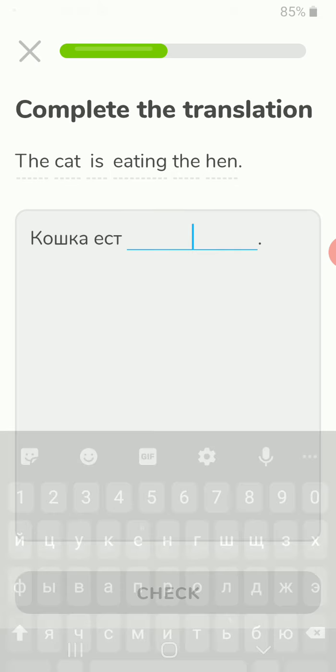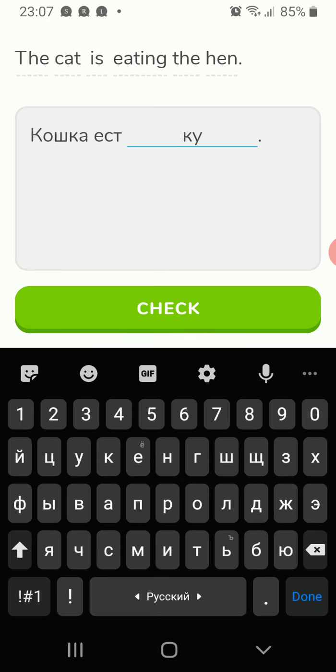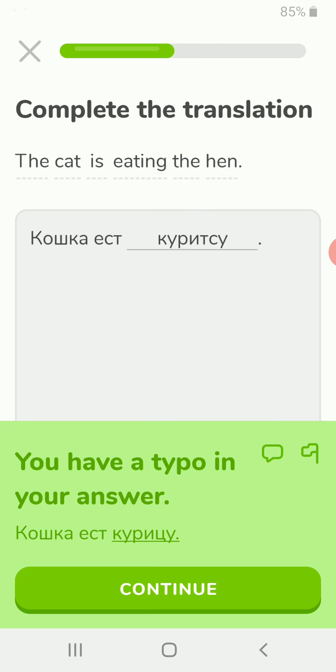Кошка ест. The cat is eating the hen. Курицу. All right, курицу. I think like this. But it's not exactly like this. Actually, with kuri, kurits, kuritsu, it makes the same sound, but it's not written like this. There is this sound in the Russian alphabet, so I should have used the one.